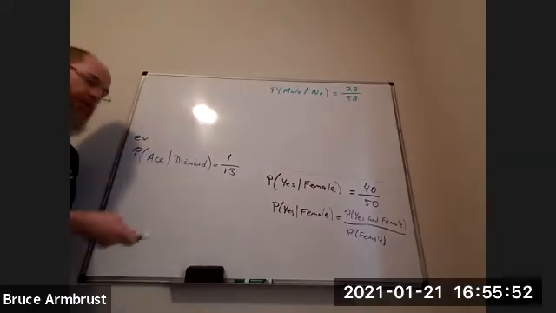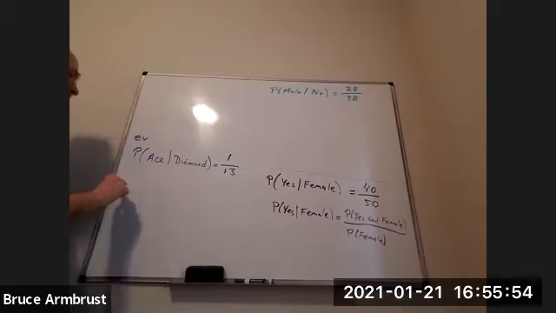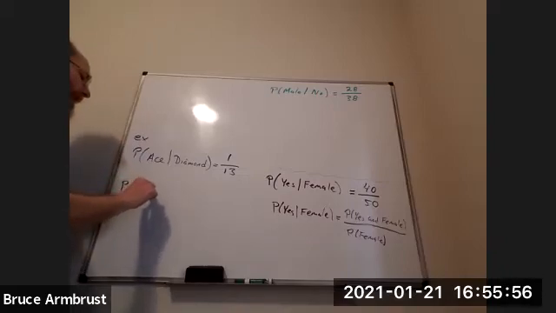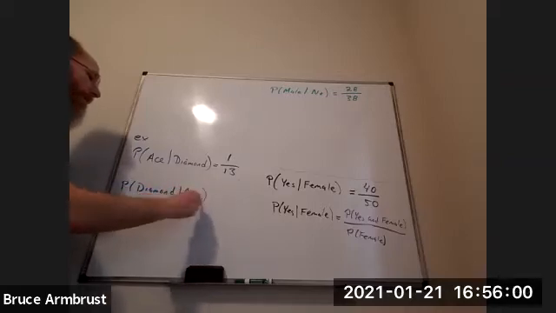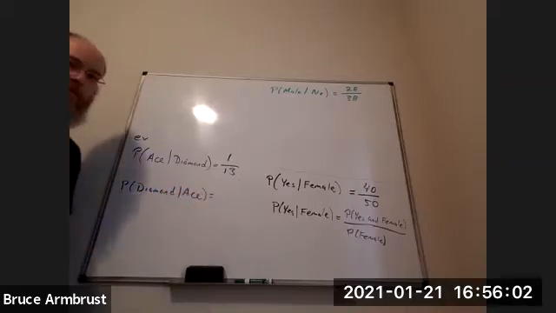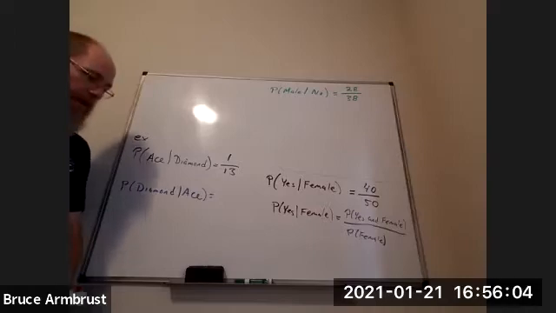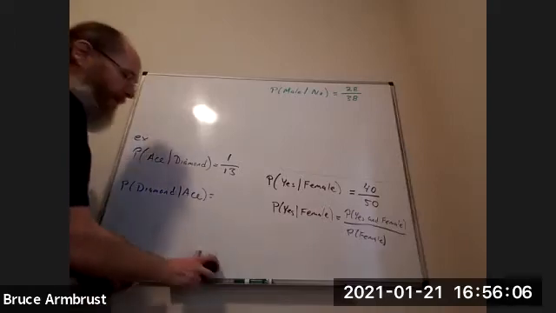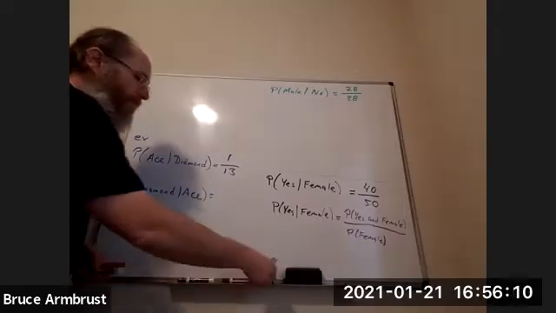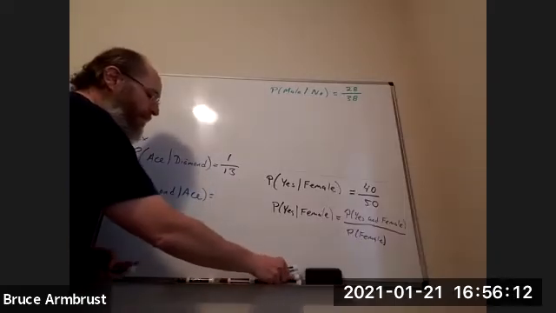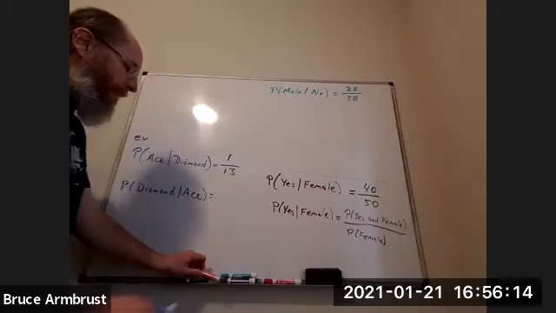All right, so that's the conditional probability of an ace given a diamond. So let's turn it around. Let's calculate the probability of getting a diamond given that the card is an ace. So I'm going to do the same thing. I'm going to take my deck, I'm going to sort through it, but instead of finding all the diamonds, I'm going to find all the aces.